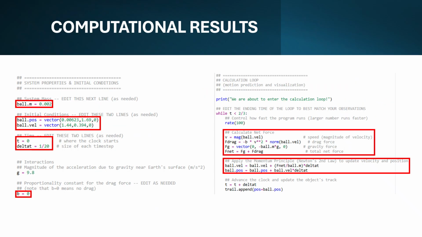Here was the GlowScript code I used to construct the computational results. As you can see, we input the mass of the ball as 0.002 kilograms. We inputted the position and the velocity vector we calculated from our experimental model. For deltat, my video was around 20 frames long, running at 30 frames per second, so it lasted 2/3 of a second, and each deltat was 1/20th. Then we calculated the net force as the force of gravity plus the force of drag, and included the momentum principle to update velocity and position over time.